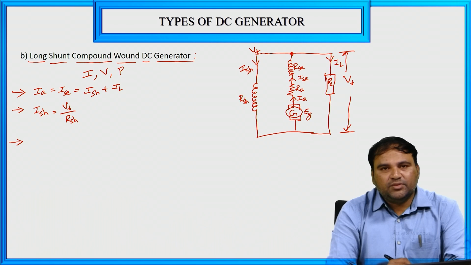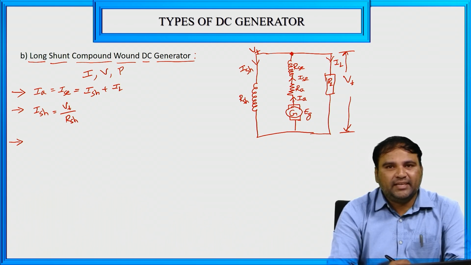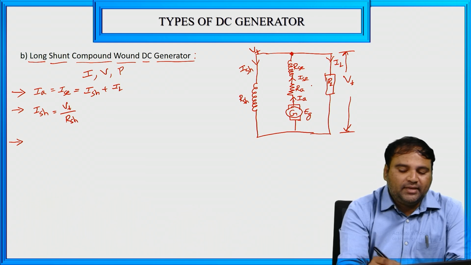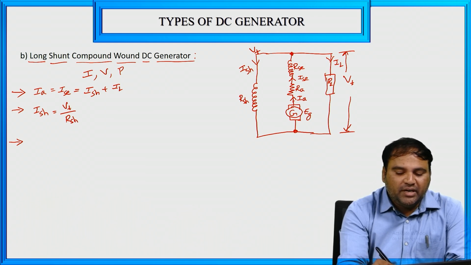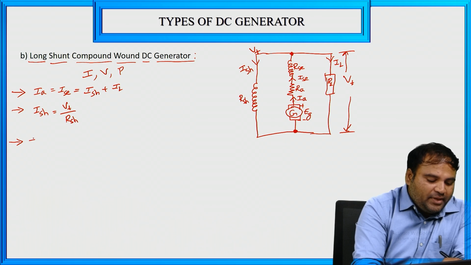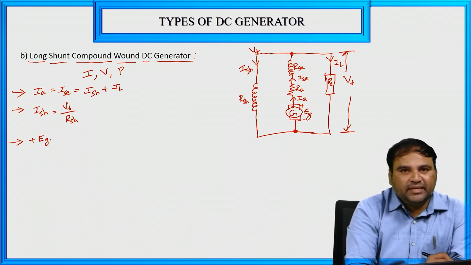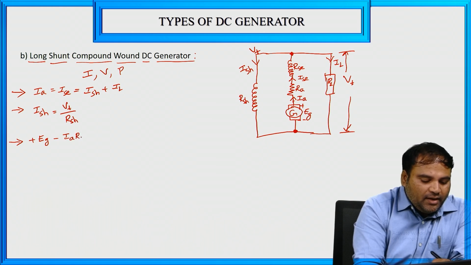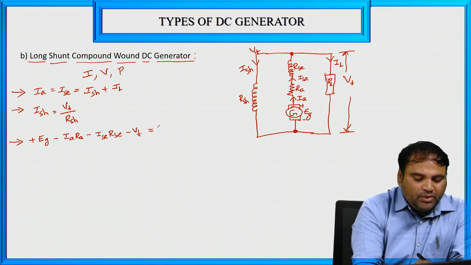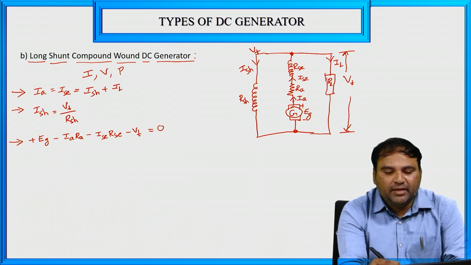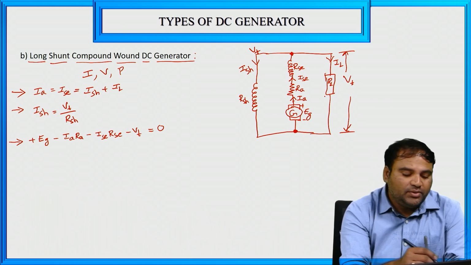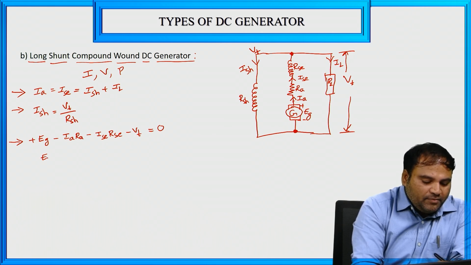Now voltage relation. So the voltage relation of long shunt compound wound DC generator is, we need to apply KVL in this loop. For that, I am starting from this point. When I am starting from this point, always we need to take the second polarity. So plus minus, we need to take the second polarity, that is plus EG minus IARA minus ISC minus VT equal to 0. So here I am starting from here, plus EG minus IARA minus ISC minus VT or minus ILRL, that is equal to 0.